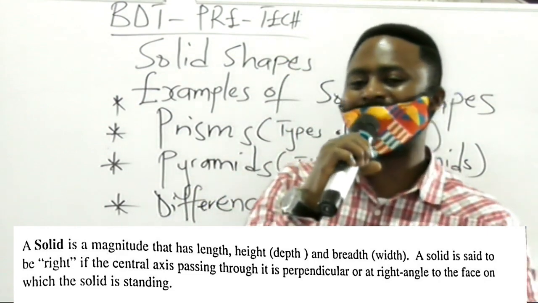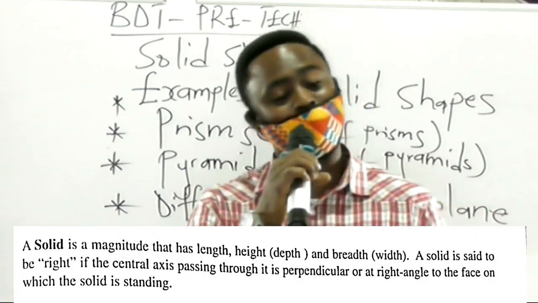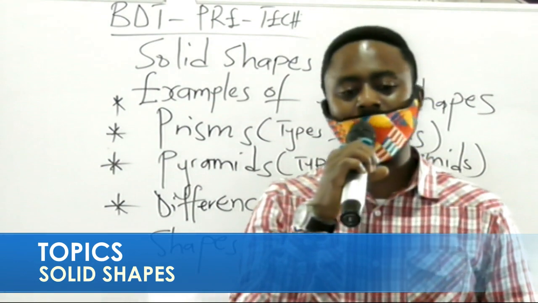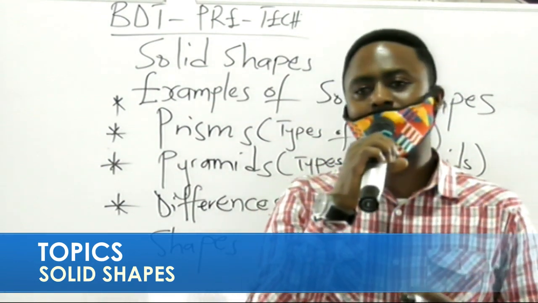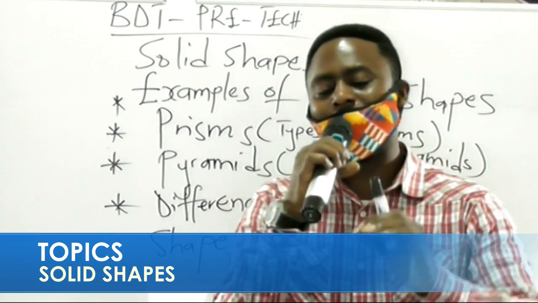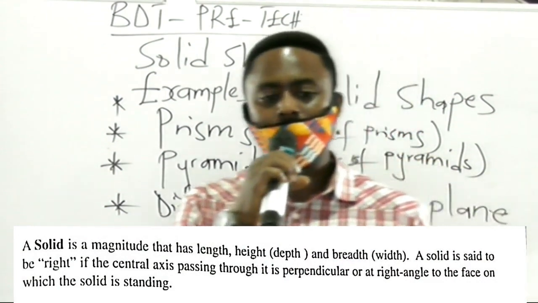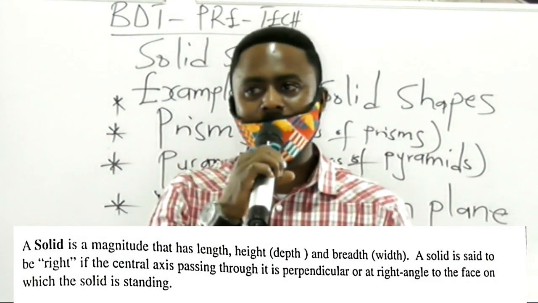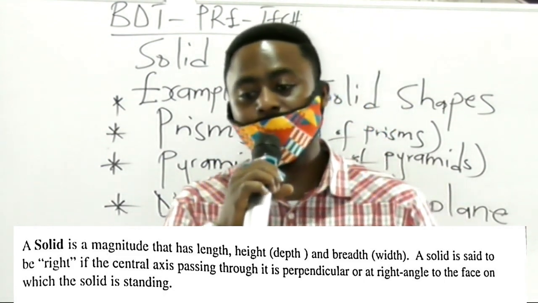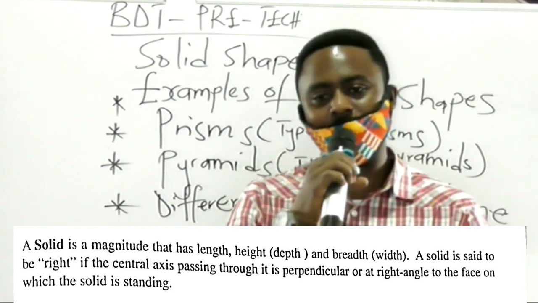Now, this tells us that it is not just every solid figure which we can consider as a right solid. A true right solid figure is the one whose axis passing through it is perpendicular to the face on which the solid rests.